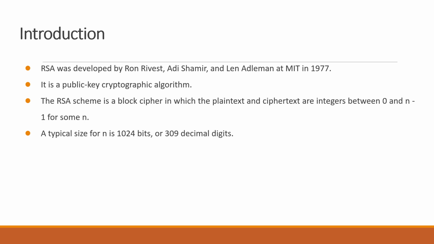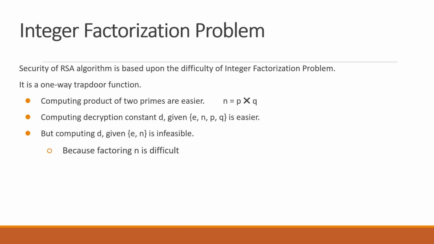Okay, so this RSA algorithm follows the integer factorization problem. The security of the RSA algorithm is based on the difficulty of this integer factorization problem. So it is a trapdoor function where we compute the product of two prime numbers. We will see these steps in upcoming slides in an algorithm format also.